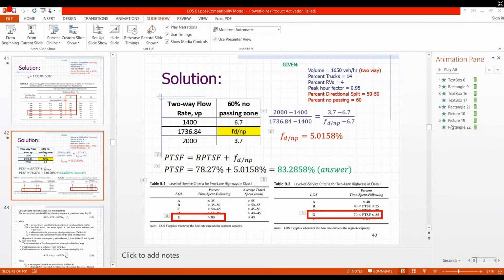Wait lang. Tama ba? So, from current slide.